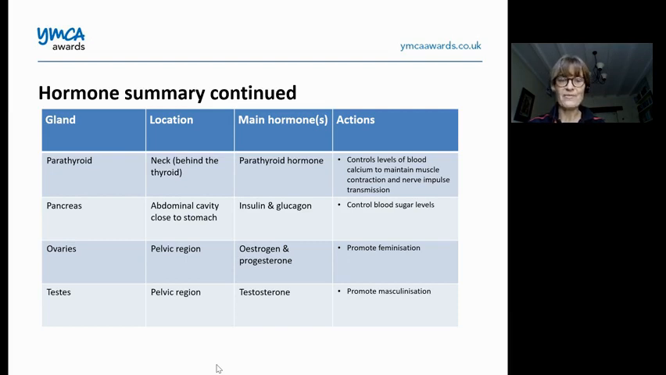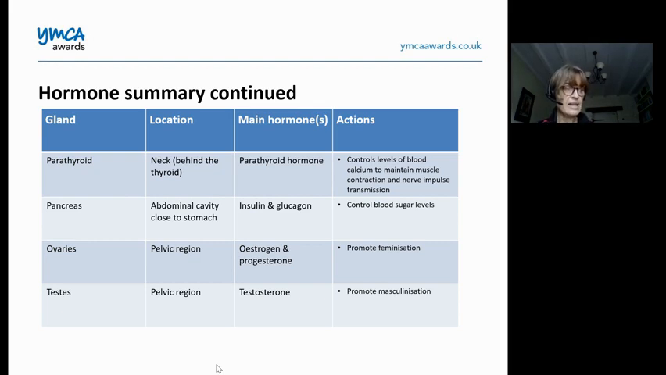Descending down, we have our ovaries first, which are found within our pelvic region, and these produce the hormones estrogen and progesterone. And if you remember, estrogen was one of the ones that had the positive feedback loop, that once some is released, more is released. So that's an example of the positive feedback loop. And it has the effect of promoting feminization. And that's things like breasts, decreased body hair, and increased body fat.